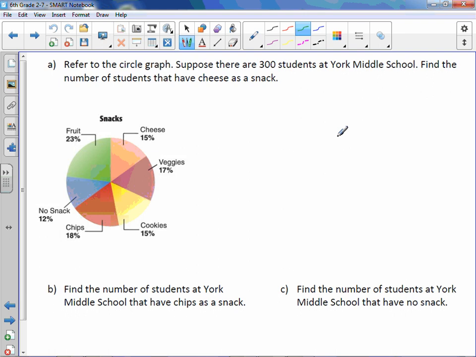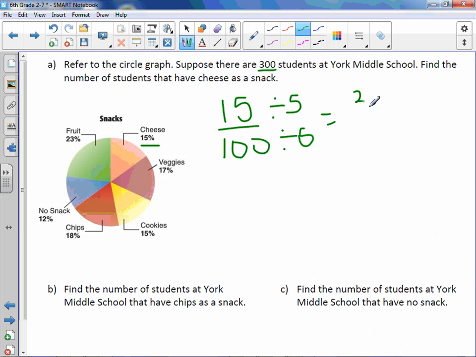Refer to the circle graph. Suppose there are 300 students at York Middle School. So 300 is our total. Find the number of students that have cheese as a snack. Okay, so here are the snacks, and cheese is 15%. So what we need to do is put 15% over 100, and then reduce it. Divide by 5, and we get 3 over 20.